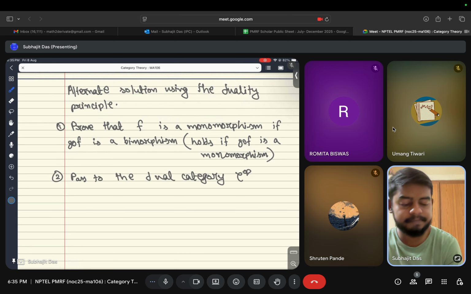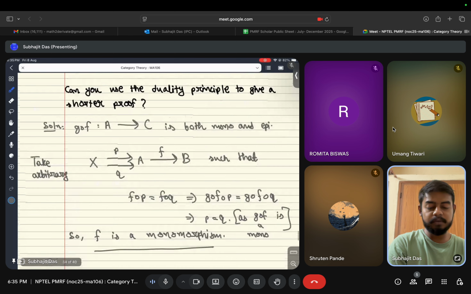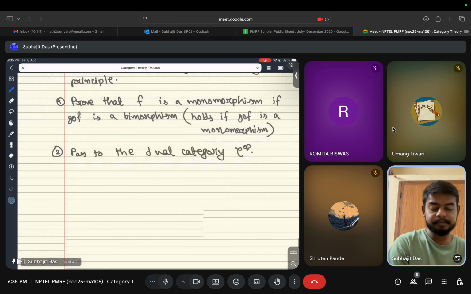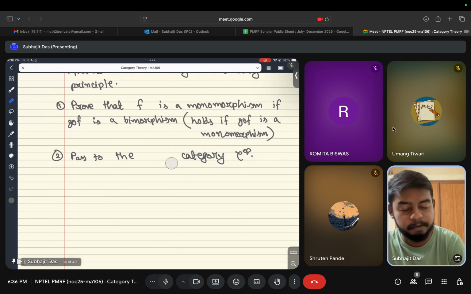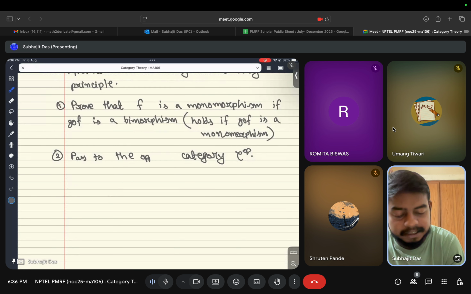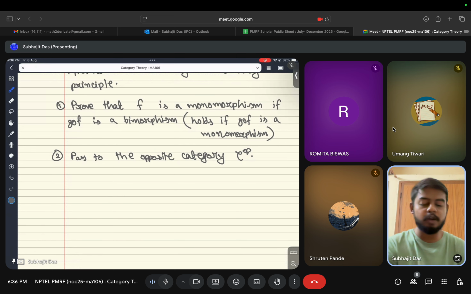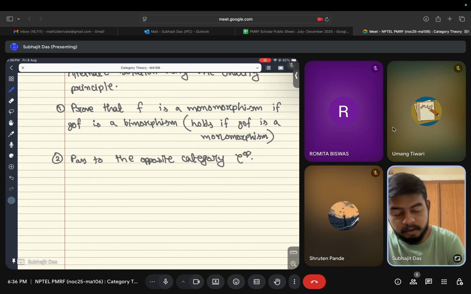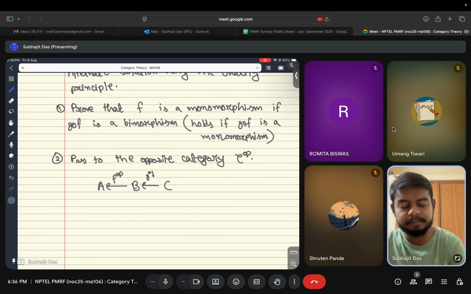C op. So what was the data in C? You had A, B, C and two arrows. One is F from A to B and another is G from B to C. If you pass to the opposite category, I'd like to call it the opposite category instead of the dual category, but it's the same. So pass to the opposite category C op. Now what happens to the data? You have A, B, C, but the arrows are now reversed. So this is F op, this is G op, right?